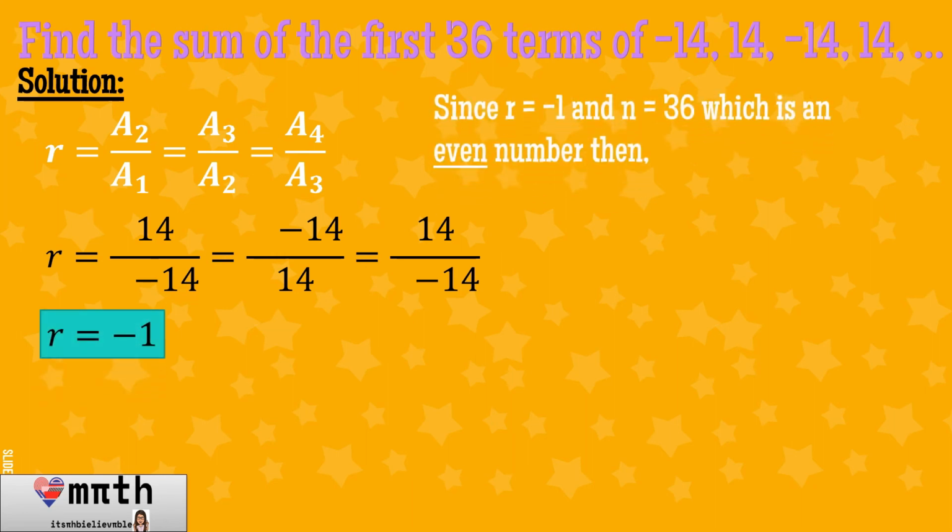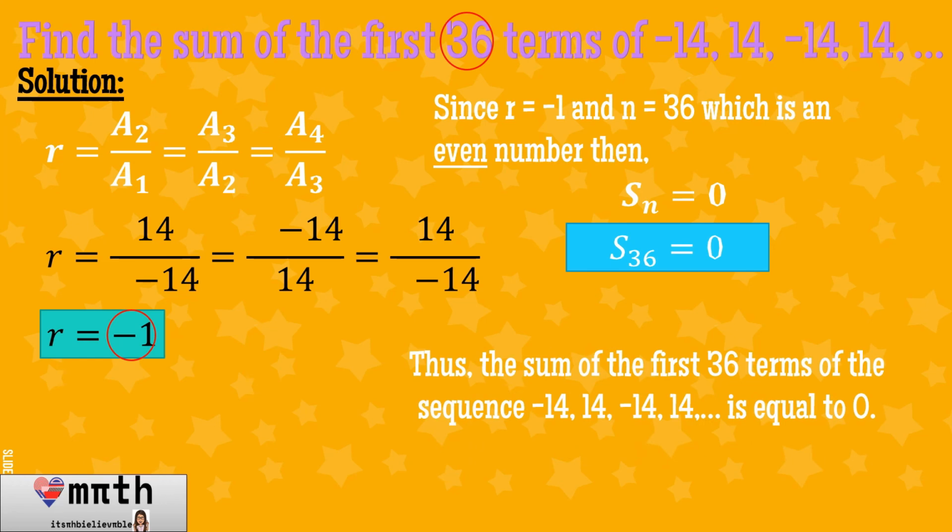And since our r is negative 1 and our n is 36, which is an even number, then the formula that we are going to use is S sub n is equal to 0. Therefore, our final answer is S sub 36 is equal to 0. Thus, the sum of the first 36 terms of the sequence negative 14, 14, negative 14, 14 is equal to 0.